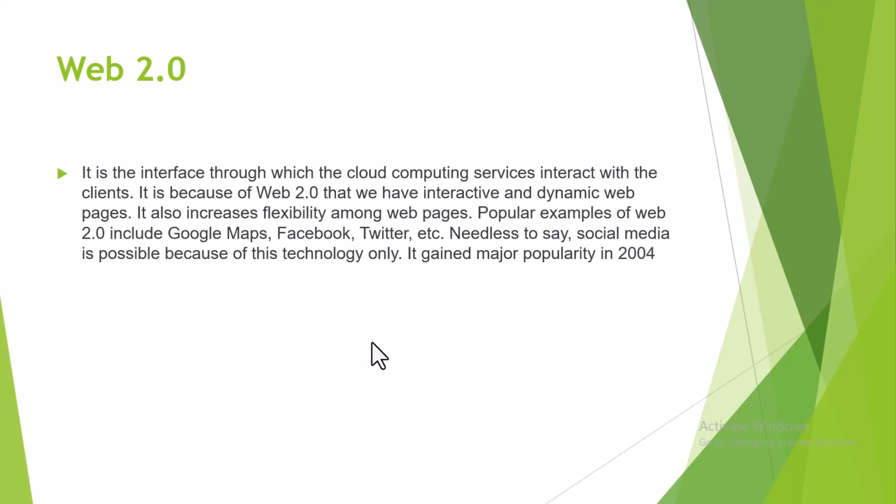Web 2.0. It is the interface through which cloud computing services interact with the clients. It is because of Web 2.0 that we have interactive and dynamic web pages. It also includes flexibility among web pages. Popular examples of Web 2.0 include Google Maps, Facebook, Twitter, etc. Needless to say, social media is possible because of this technology. It gained major popularity in 2004.